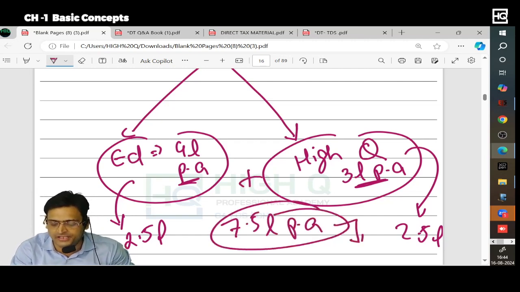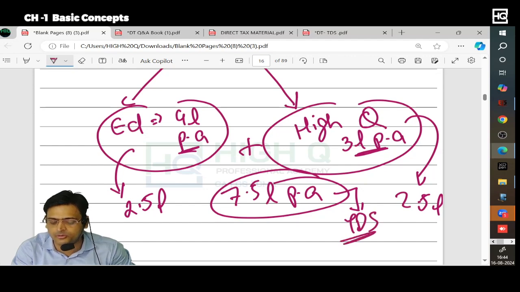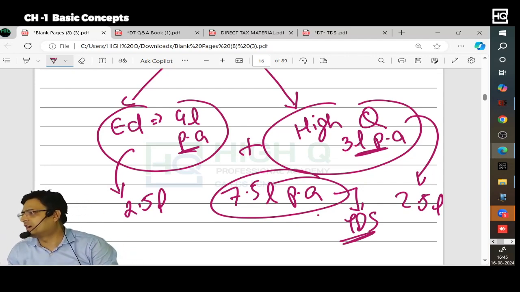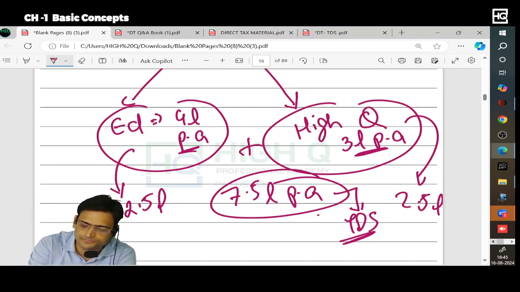Let's calculate TDS on this. Some amount of TDS will come on that. Now Adnovate and HiQ will mutually decide how much Adnovate will deduct and how much HiQ will deduct. Are you understanding? Respond.